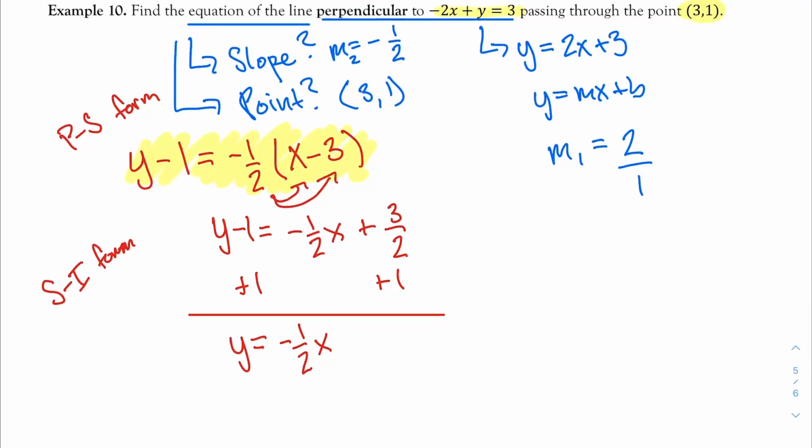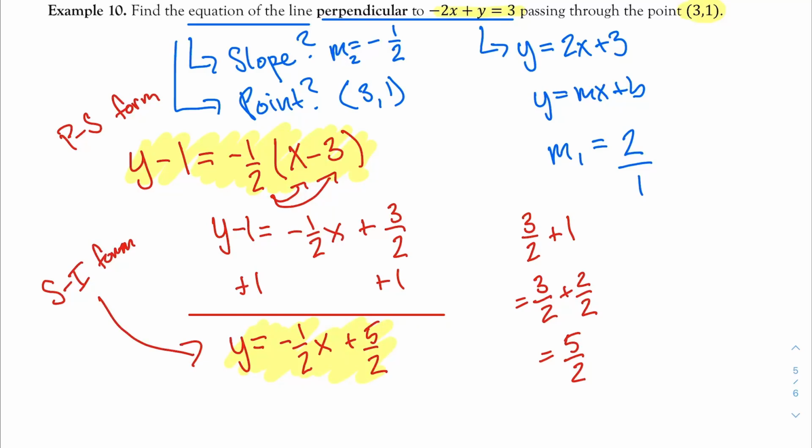You can either do this in your calculator, or if you want to do this by hand, 3/2 plus 1, this is a side note. This is the same thing as 3/2 plus 2/2, which gives me 5/2. So I have negative 1/2 x plus 5/2. This is our slope-intercept form.